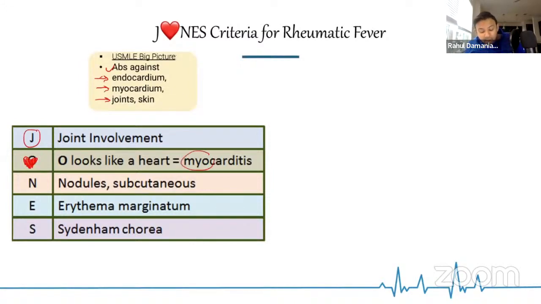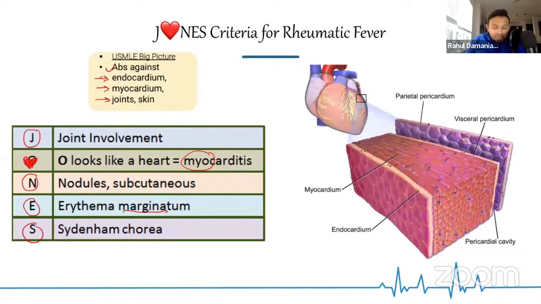For example, you can get myocarditis. N represents these nodules that will be in the subcutaneous space. E represents erythema marginatum. And S, we just talked about Sydenham's chorea. What I want you all to recognize is that the carditis is actually going to be thought of in the rheumatic fever criteria as a pancarditis that can affect the pericardium, the myocardium, or the endocardium.